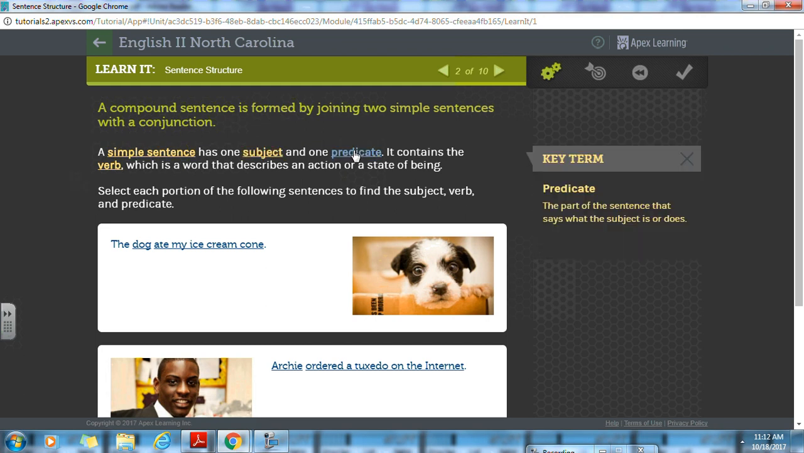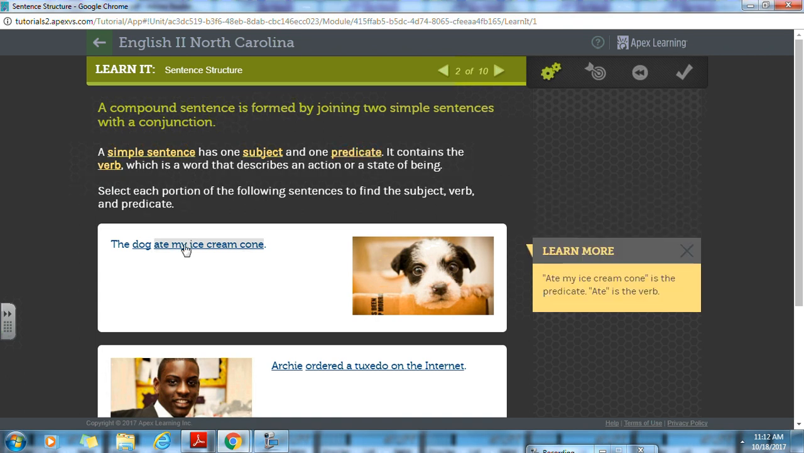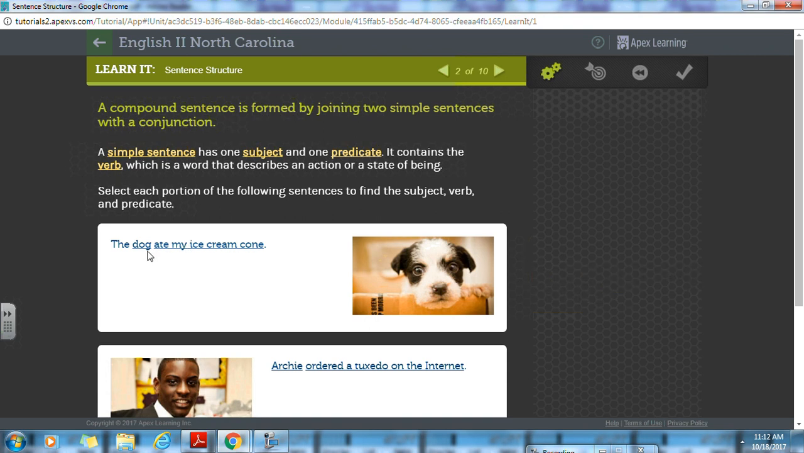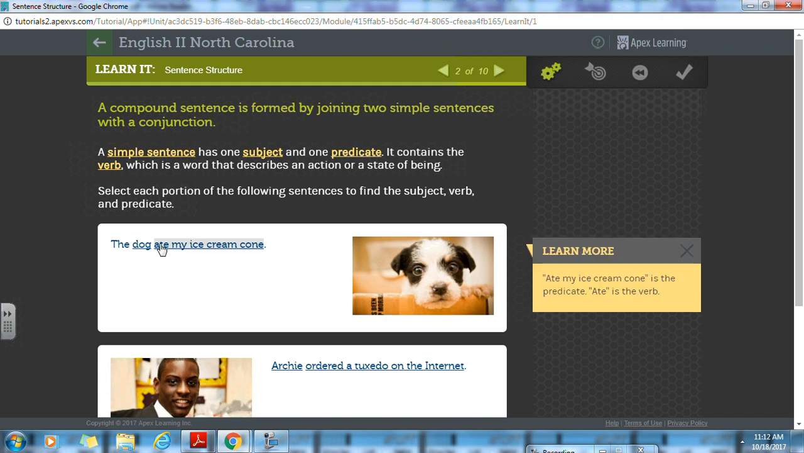Now remember, the predicate is the part of the sentence that says what the subject does. So it has a verb and then it has additional information. Now, sometimes you don't need that additional information for a simple sentence to still make a complete thought. The dog ate. That's my subject. What did the dog do? Ate. My ice cream cone is that additional information to let you know what the dog ate.